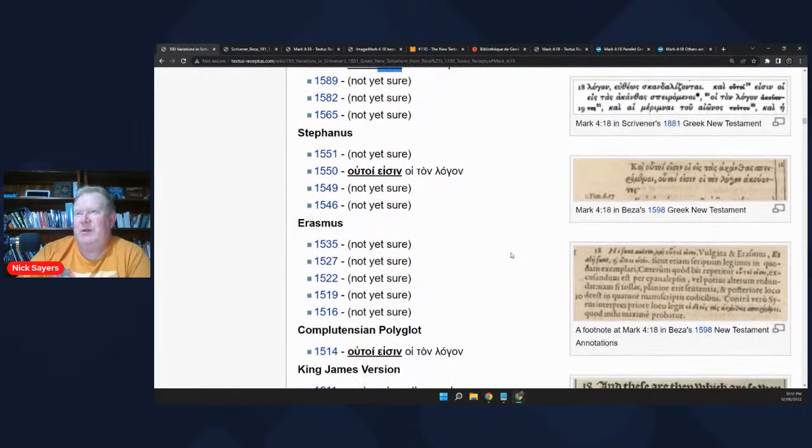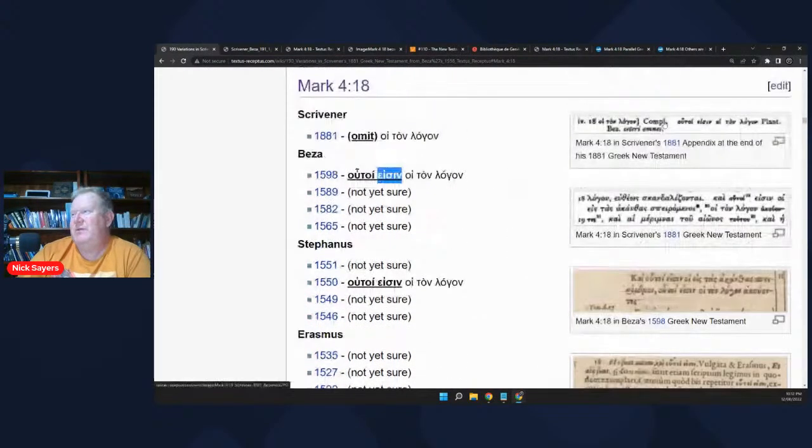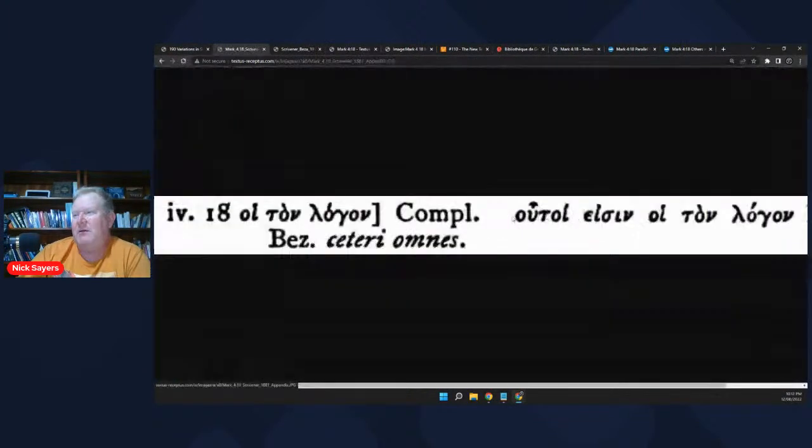So let's have a look and see what Scrivener has. We'll look at the first picture here, so I'll just open that up. And we can see here, this is chapter 4, verse 18, eton logon. That's the Complutensian Polyglot. Okay, so that's interesting. And then it has oti esin eton logon. That's in Beza and all editions. So all the editions have that.